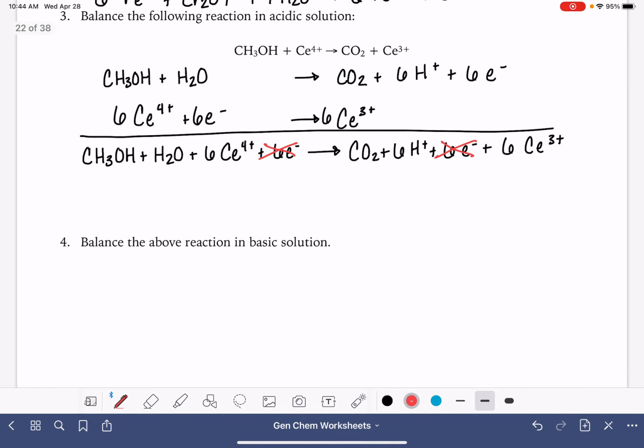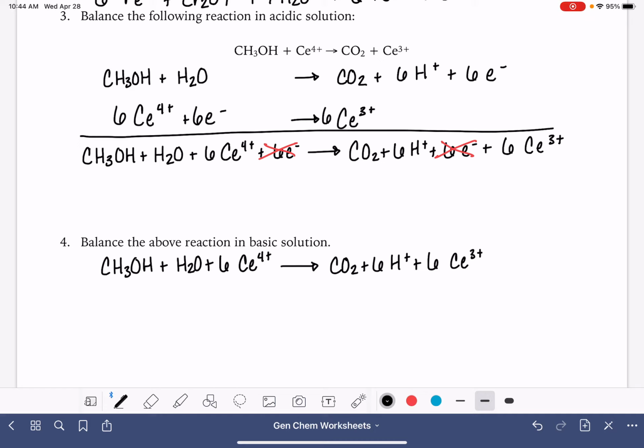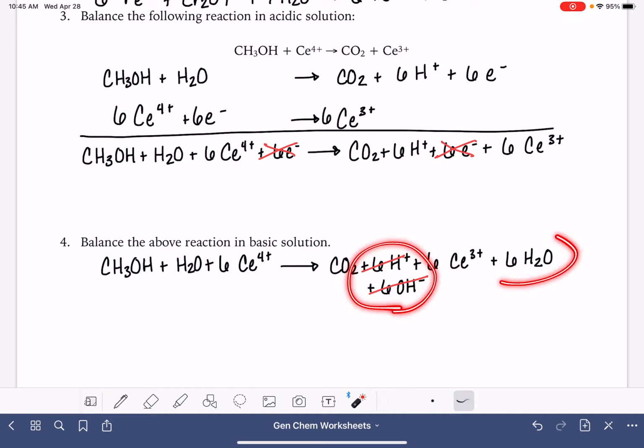Now we want to balance that same reaction in basic solution. We're going to copy our acid balanced equation: CH3OH plus H2O plus 6 Ce4+ makes CO2 plus 6H+ plus 6 Ce3+. To balance this in basic solution, we're going to find our H+. We are going to add OH- in the same quantity. The H+ and the OH- are going to combine together to make H2O, which I'm just going to write over here on the side. So these two are combining to make 6H2O.